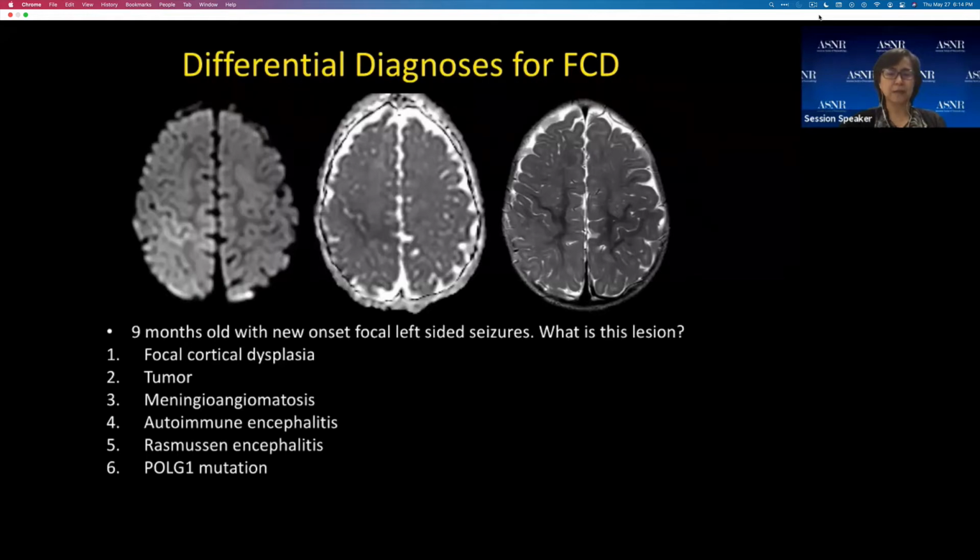This is a 9-month-old with new onset focal left-sided seizures. Diffusion weighted imaging demonstrates diffusion restriction in the pre and post central gyrus, and there is increased T2 signal in the subcortical white matter of the right post central gyrus. So this is POLG1 mutation. With focal cortical dysplasia, even when the patient is in status epilepticus, I have not seen diffusion restriction in the lesion.